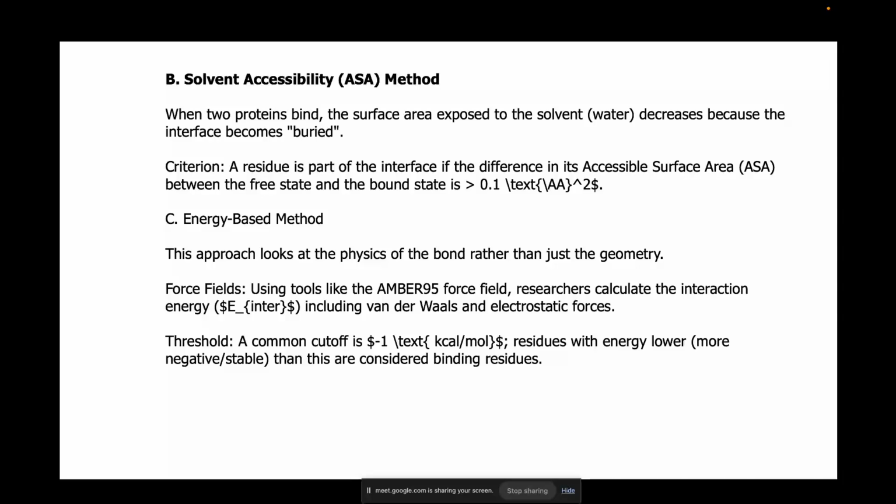There is a tool called the Lambert 5 force field, which you can use to calculate the interaction energy, including van der Waals and electrostatic forces. A common cutoff is chosen to be, I think, -1. The LaTeX code is not working here. Residues with energy lower than this are considered binding residues.